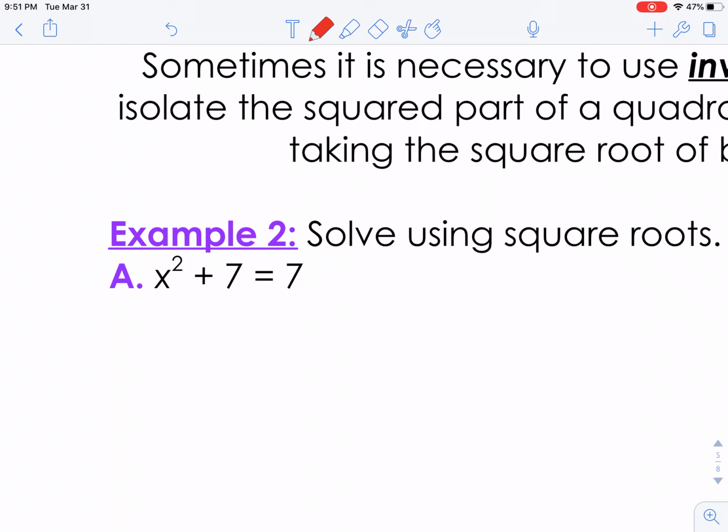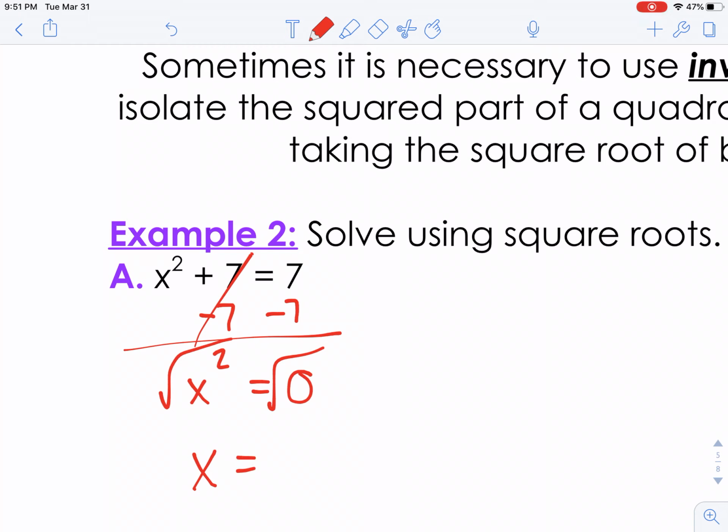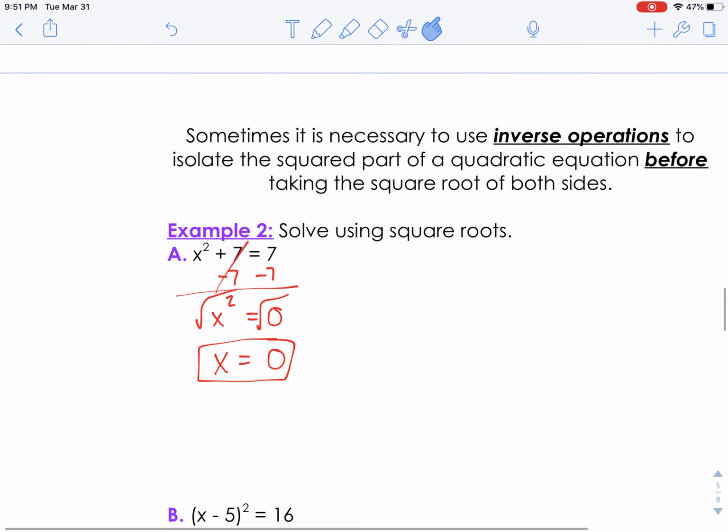So the first thing you have to do in this example is get rid of that plus 7. Move it to the other side. 7 minus 7 is 0. Now we can square root both sides. To solve, the square root of x squared is just our x. The square root of 0 is just 0. You don't need a plus or minus symbol for 0. That's just the answer, 0. Okay?